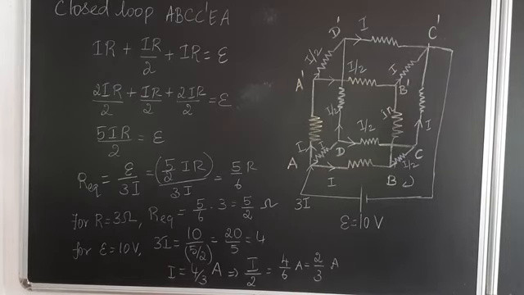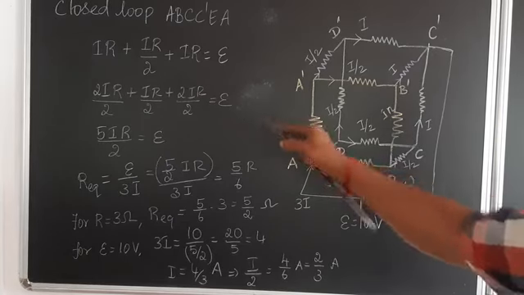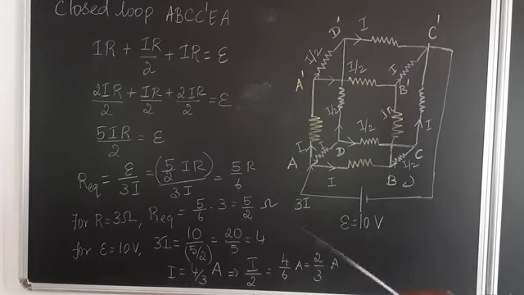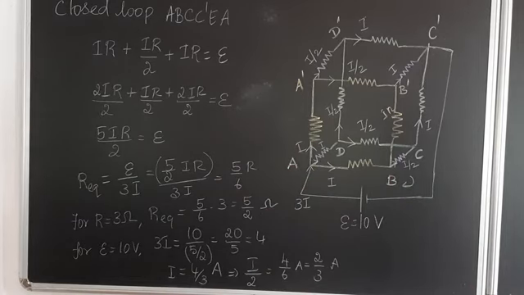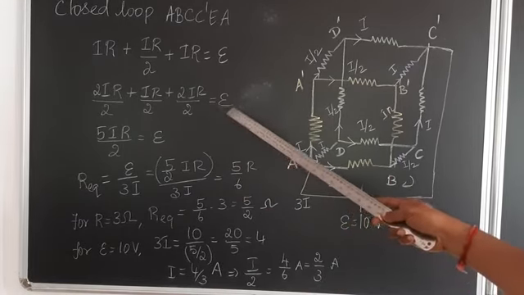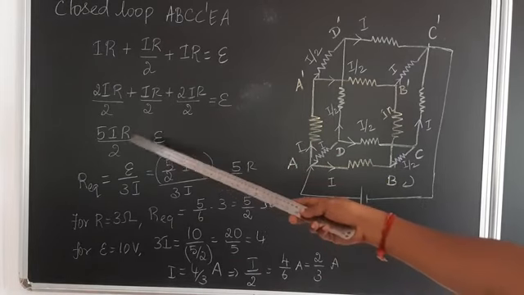Now we need to apply Kirchhoff's second rule, the loop rule, in the loop A, B, C, C dash, E, A. We apply Kirchhoff's voltage rule, assuming the direction of current is clockwise. So I into R, plus I by 2 into R, plus I into R, is equal to the total EMF E. Taking the LCM, that gives 2IR divided by 2 plus IR by 2 plus 2IR by 2 equal to E. Adding together gives 5IR divided by 2 equal to E.